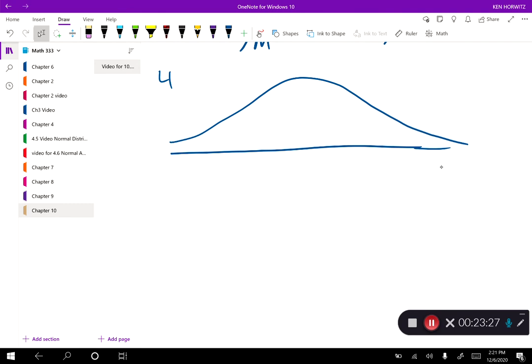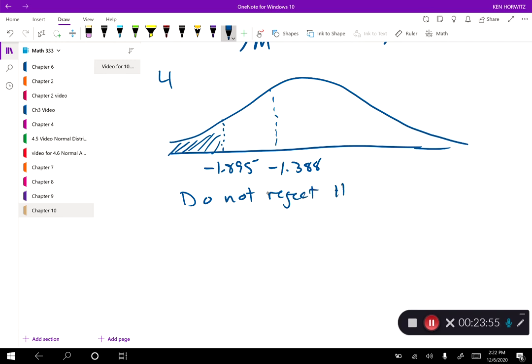So that's going to be negative 1.895 over here. And if we fall in this region, that's the rejection zone. However, we fell back here at negative 1.388. So we make a decision to not reject our null hypothesis. And then again, we want to tie it into the context of the problem.